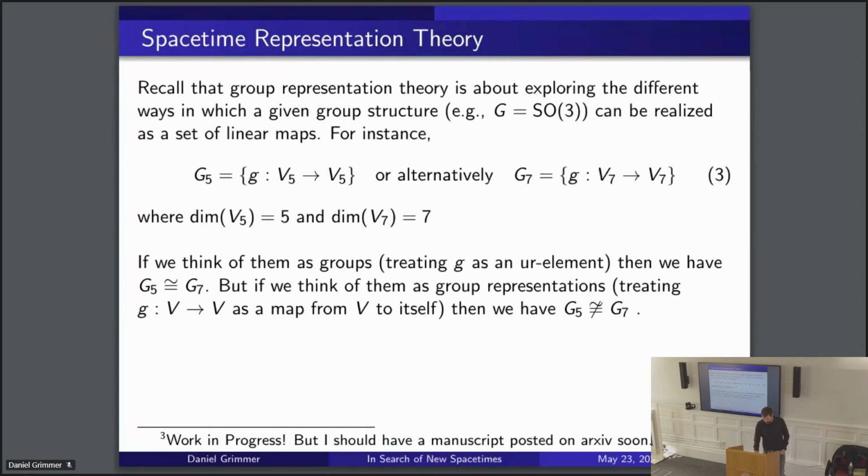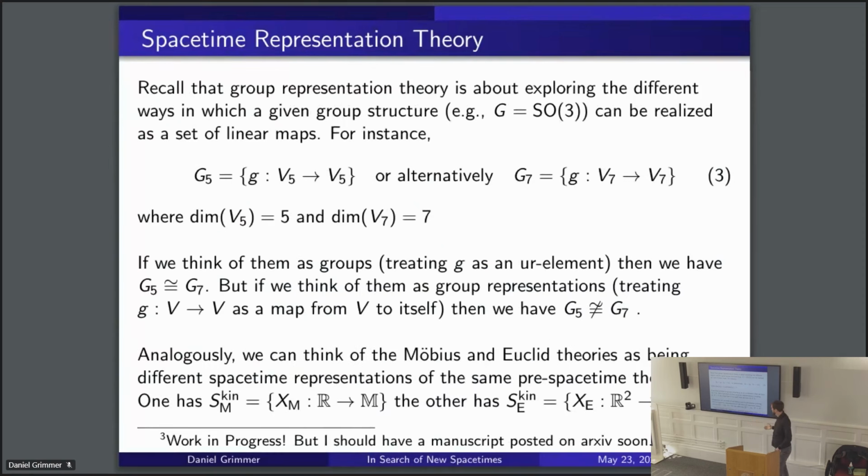Okay? That's all pretty standard stuff, but I'm suggesting that we do the same thing here for these Mobius and Euclid theories. They are different space-time representations of the same pre-space-time theory. One takes the kinematic structure that they're both representing and represents it with particle trajectories which go from R into the Mobius strip. Another takes the same structure and represents it as a different kind of thing, world sheets in the Euclidean plane under some kinematic constraint.